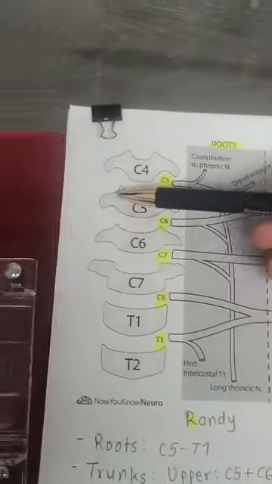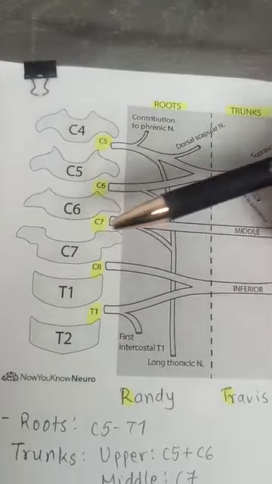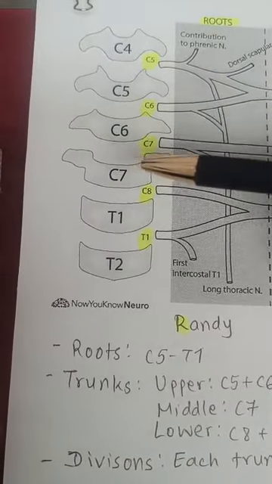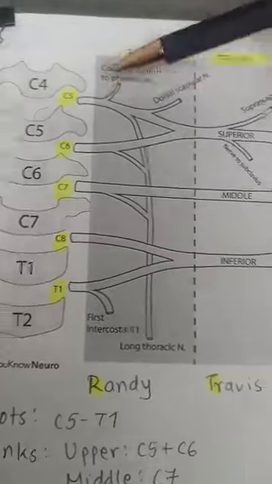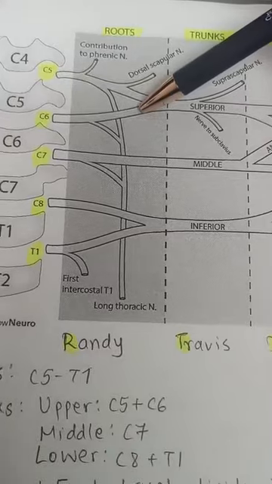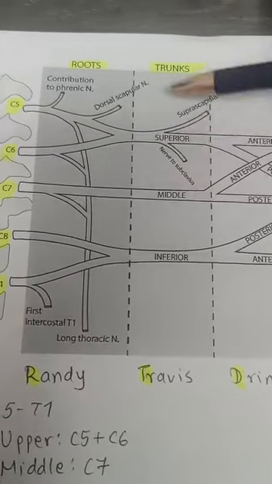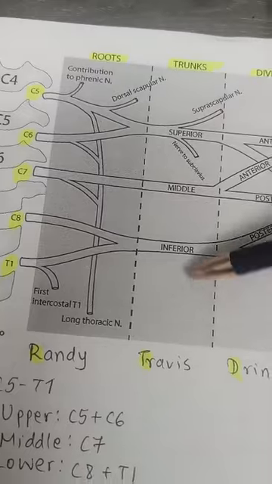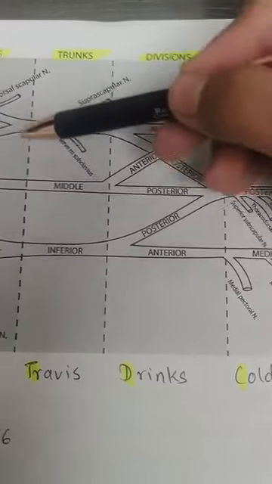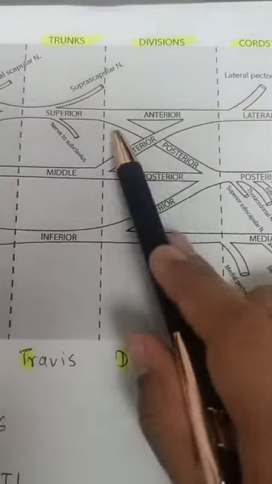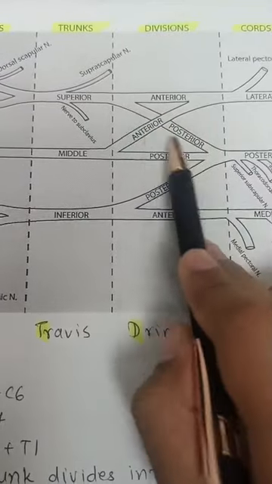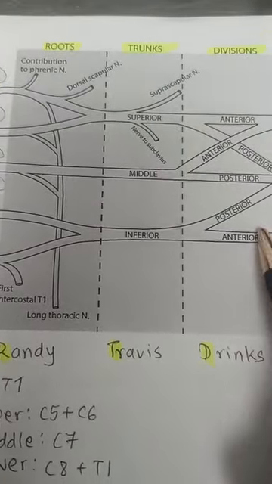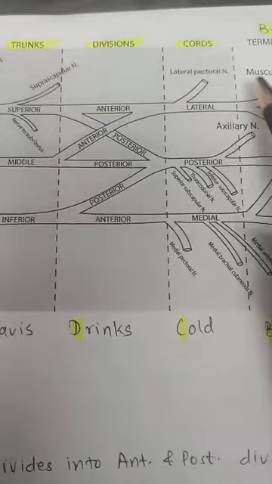So first let's see the roots. The roots enclose C5 to T1, so the total roots are C5, C6, C7, C8 and T1. The roots conjoin as they go forward, and they form the trunks. The trunks are superior (upper), middle, and inferior (lower). Each trunk divides into an anterior and a posterior division, and then the divisions combine again to form the cords.